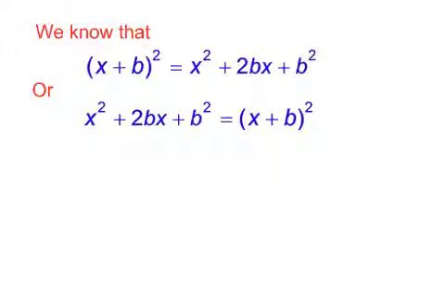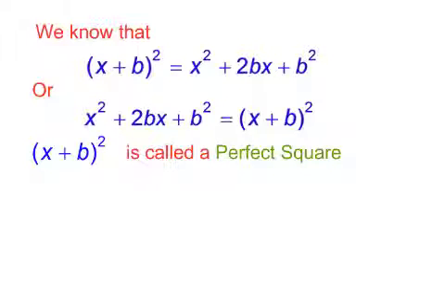Let's first look at (x + b) all squared, which is the same as x squared plus 2bx plus b squared. Or, putting it the other way around, x squared plus 2bx plus b squared is the same as (x + b) all squared. Notice the term b is half of the coefficient of x, the middle term. In other words, (x + b) all squared is called a perfect square.